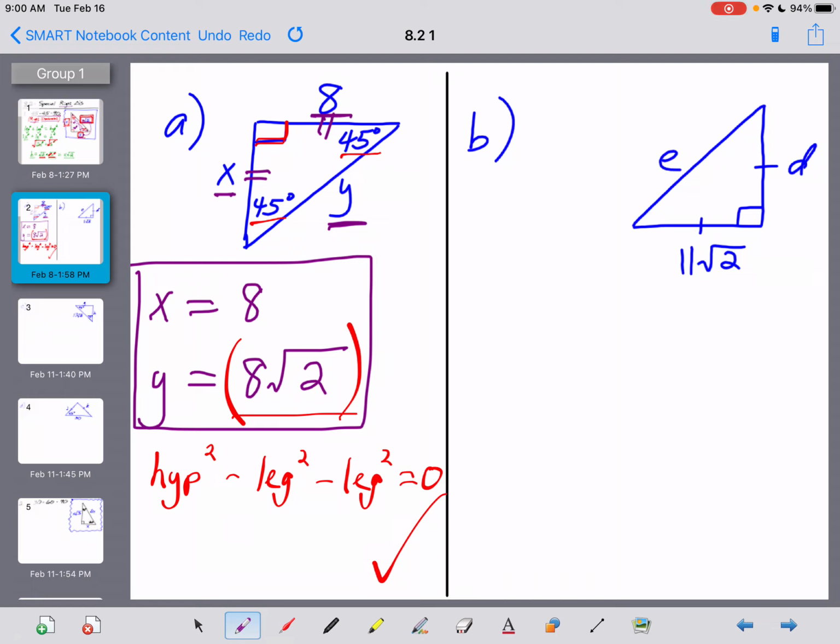All right, let's move on to B. Now, B is really the same problem as A. Let's talk about why. First things first, is it a 45, 45, 90? Let's not assume. Well, all I see for a fact right now is that it has a 90-degree angle right here, but I don't see the 45s the way that I did back in example A.